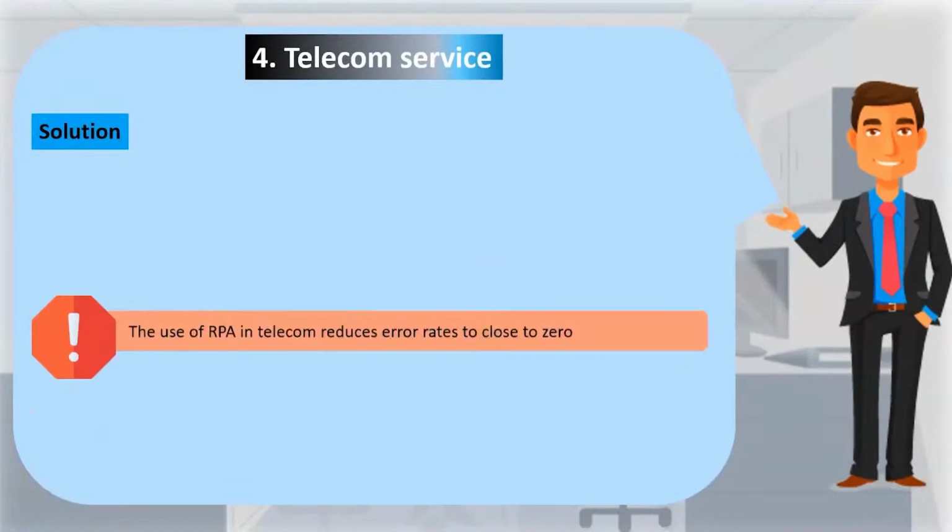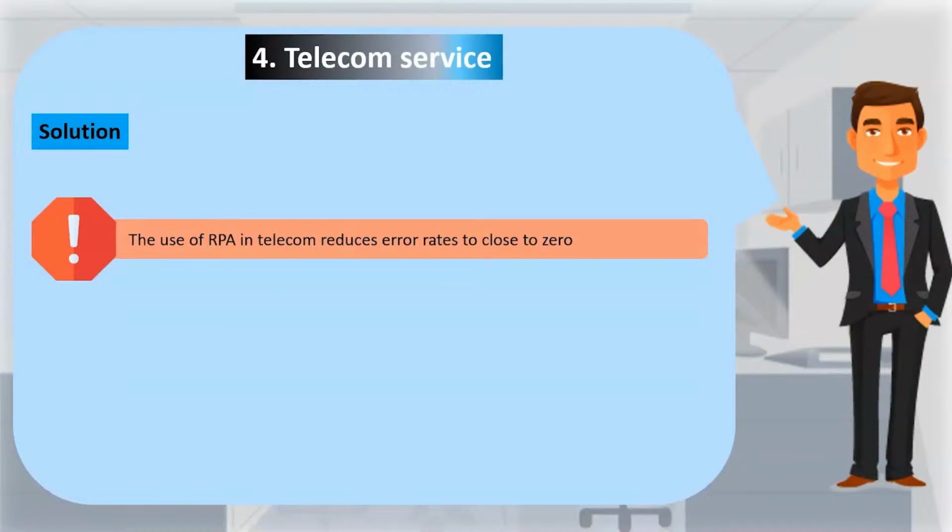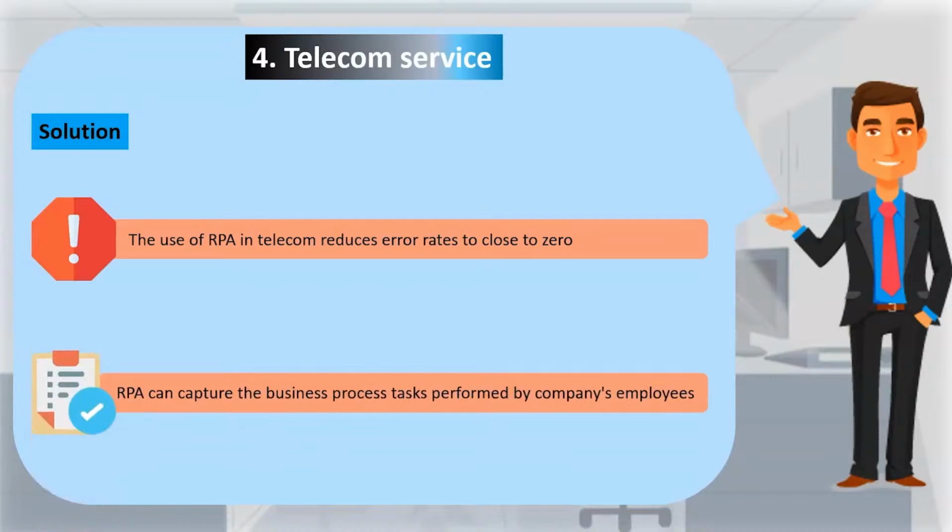Solution: the use of robotic process automation in telecom reduces error rates to close to zero, improves data quality, improves customer service, and increases operational efficiency, all while contributing significantly to cost reduction. RPA technology can capture the business process tasks performed by a telecom company's employees. Based on the employee's actions, a well-structured workflow can be generated, which serves as the foundation for the automated process. By mapping each process step with its significant cost for manual execution, it is simple to determine which actions should be automated to maximize return on the investment.